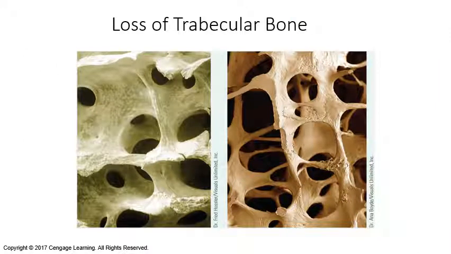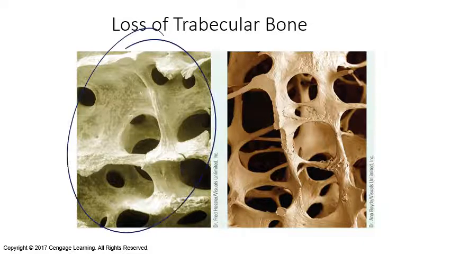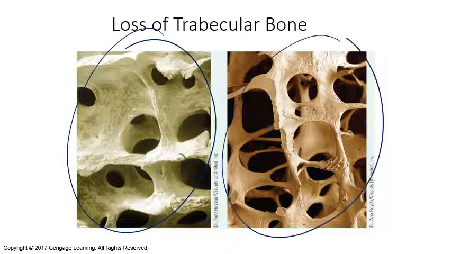Loss of trabecular bone. If you look at this, this is the normal bone, and this is when the bone loses the trabecular bone. So you see how much bigger the holes are versus here. There are a lot more holes.